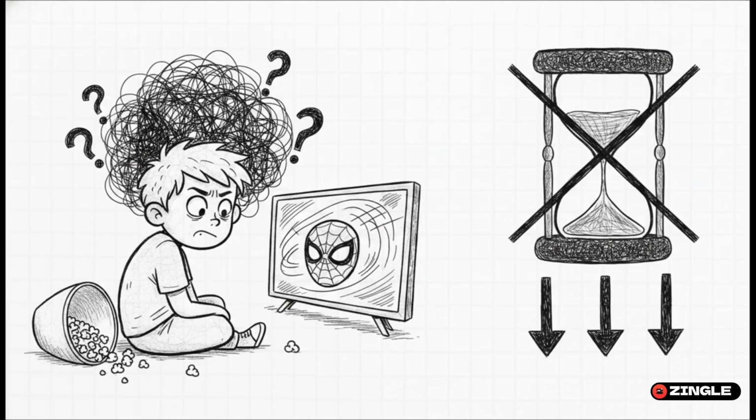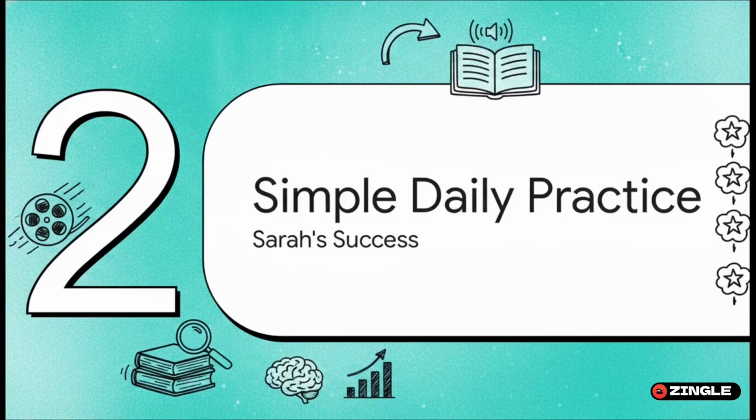After barely 20 minutes, Jake felt completely defeated. He turned off the TV, feeling so sad and wondering what was wrong with him. Just because he didn't recognize a few specific words like protocol, it completely ruined his whole movie night. Section 2, a simple daily practice.